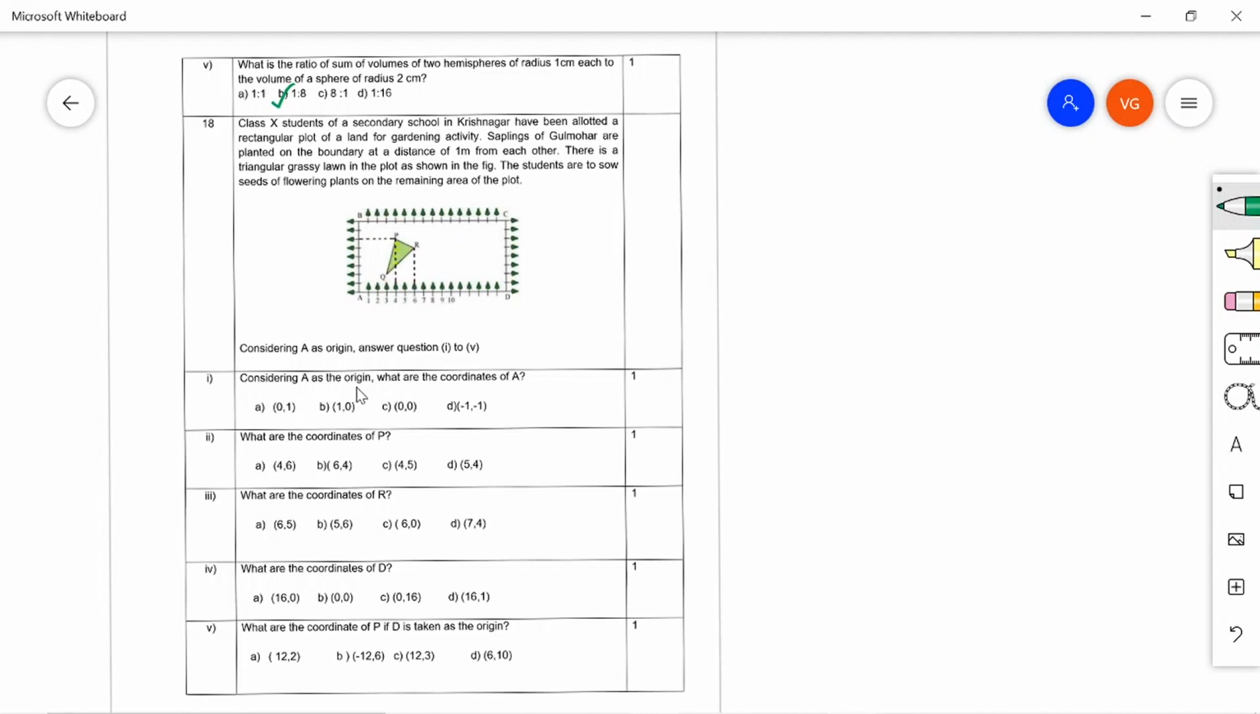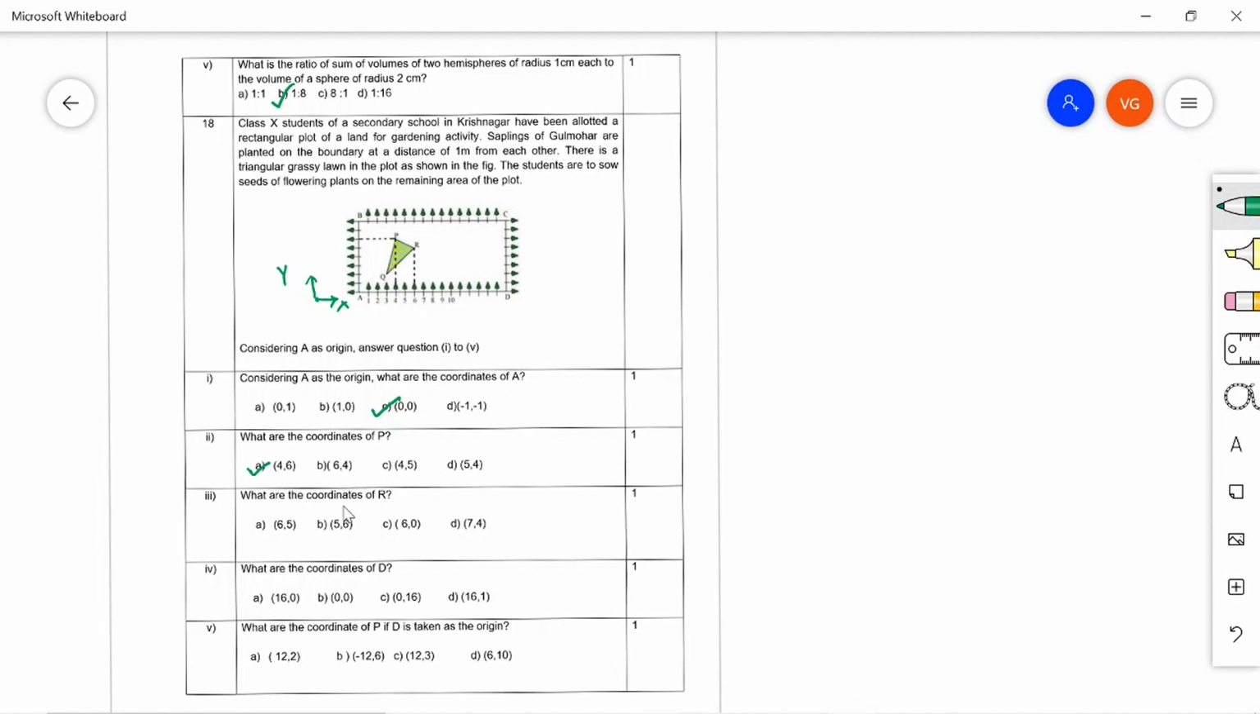So considering A is the origin, what are the coordinates of A? So if you are considering A as the origin, obviously A is nothing but 0, 0. Right? So if you are taking this as origin, this will be your x-axis, this is your y-axis. Like this I am considering. Now, second question is, what are the coordinates of P? See here it is P. X coordinate, you have 1, 2, 3, 4. And on the y, this is 0, 1, 2, 3, 4, 5, 6. So point P is 4, 6. So this is option number A.